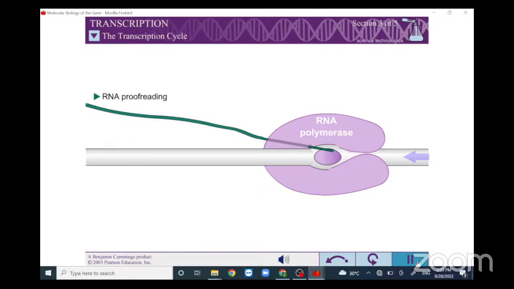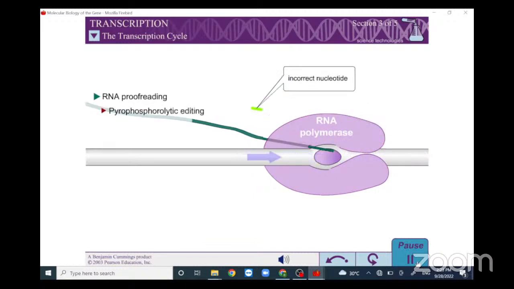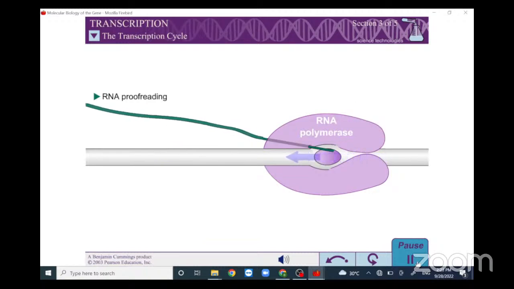Hydrolytic editing is done by the Gre factor, GRE. Okay, can you see here? This is your RNA polymerase, which is going to start doing your proofreading. Here there is no separate enzyme for proofreading. So here the proofreading is done by the same RNA polymerase. Can you see here? Pyrophosphorylatic editing.